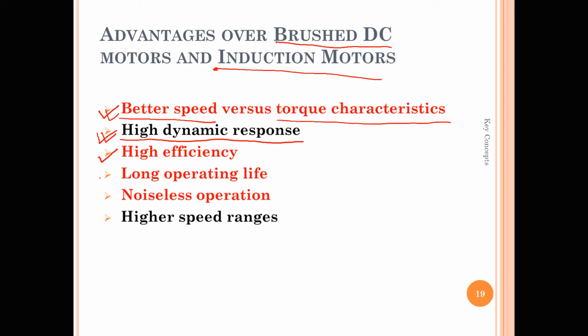And the motor doesn't have any mechanical commutation or brushes and commutator setup, so it has a long operating life. It can sustain for a long duration. And it doesn't have any mechanical contact or anything like that, so it has noiseless operation, and we can use these motors in very high-end applications. So these are the major advantages compared with the induction motor as well as the brushed DC motor.